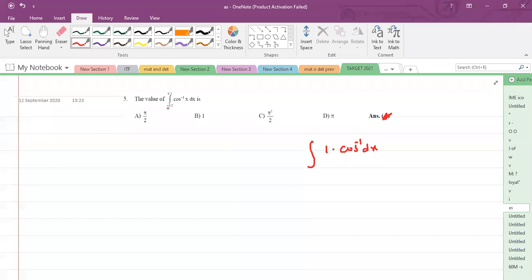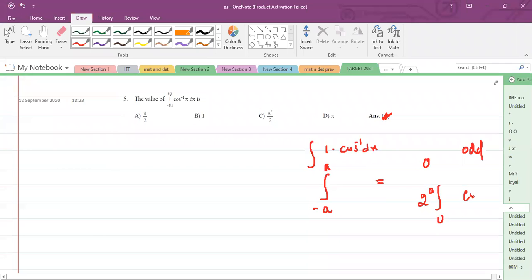So here what I will do: the limits are minus 1 by 2 to 1 by 2. I have a property for the integral from minus a to a. Sometimes it is 0, sometimes it is 2 times the integral from 0 to a. It is 0 if it is an odd function, and 2 times if it is an even function.